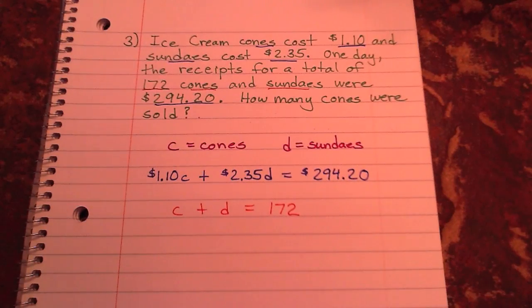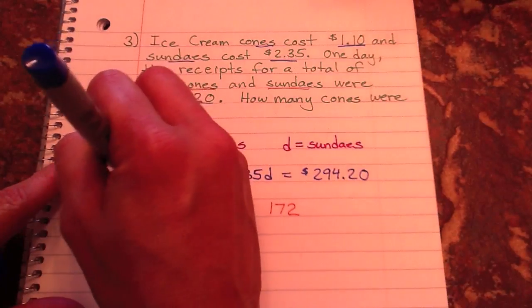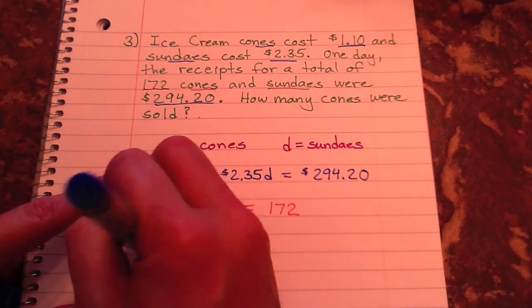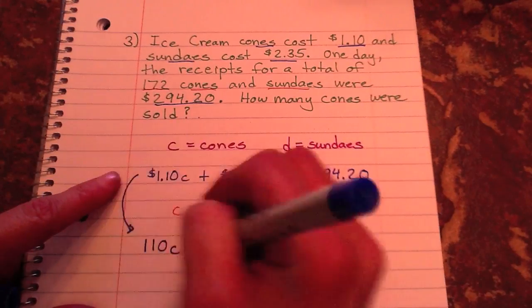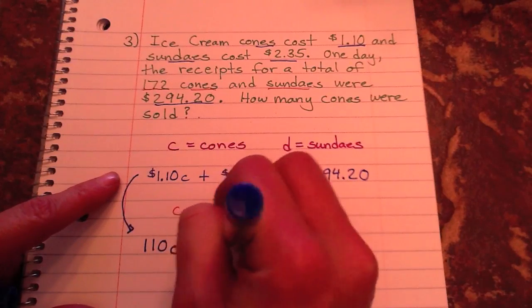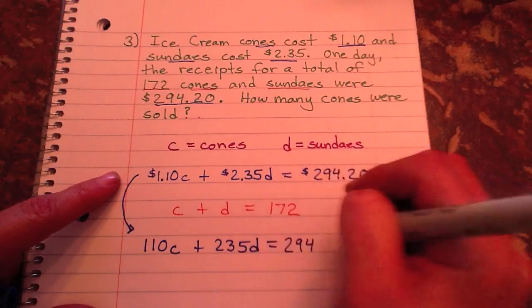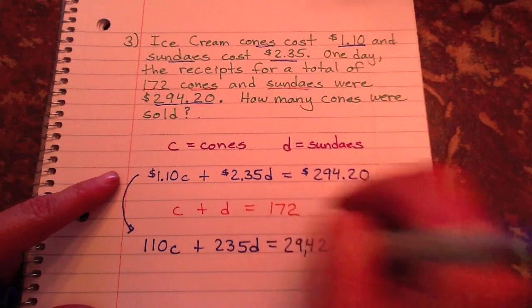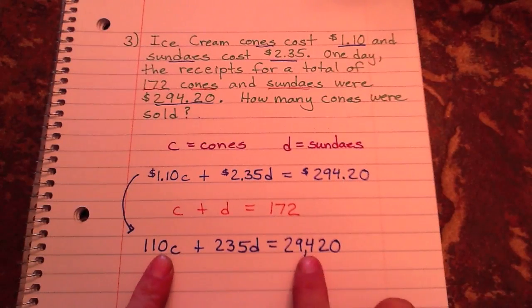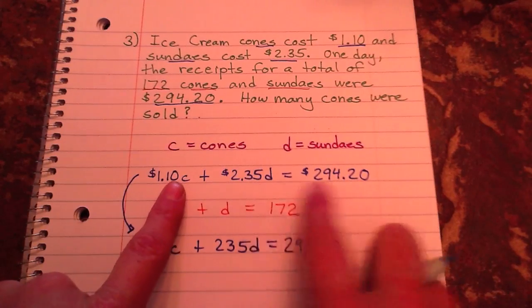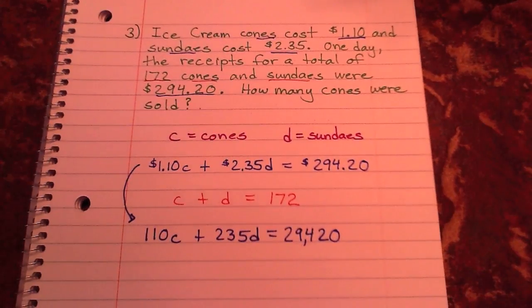So I'm going to rewrite this original equation here with a decimal buster, which is 110C plus 235D equals 29420. Everything moved over 2 places. I didn't have to add any zeros because everything was already 2 places over.